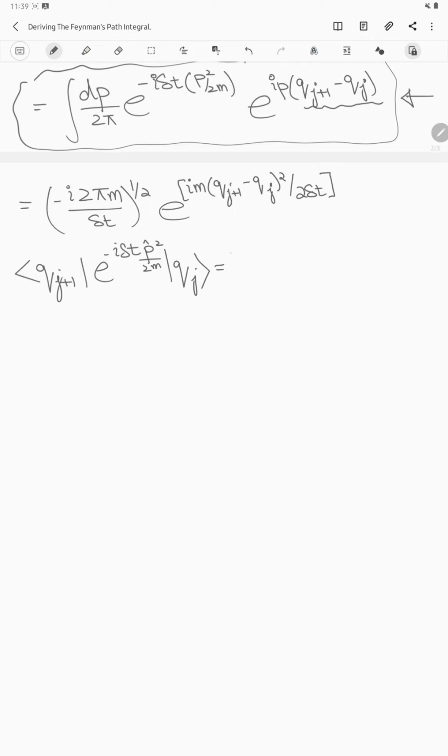So this turns out to be the square root of (−i 2πm/δt), times exp(iδt m/2), and then you have (q_{j+1} − q_j)/δt, the whole thing squared. Let me write it down a bit neatly.